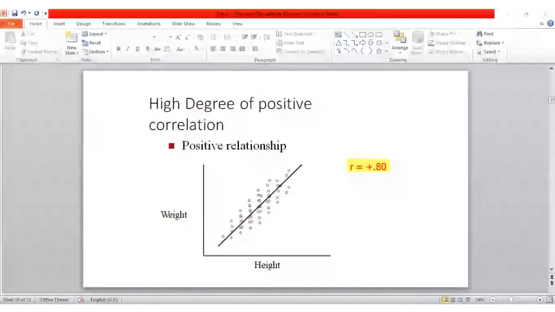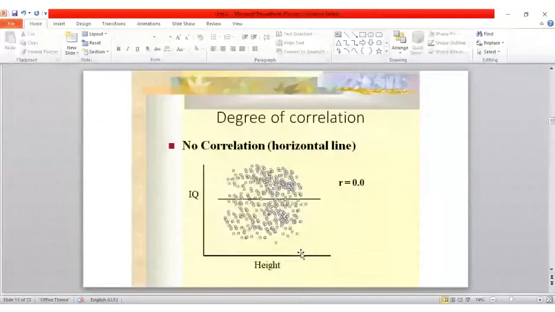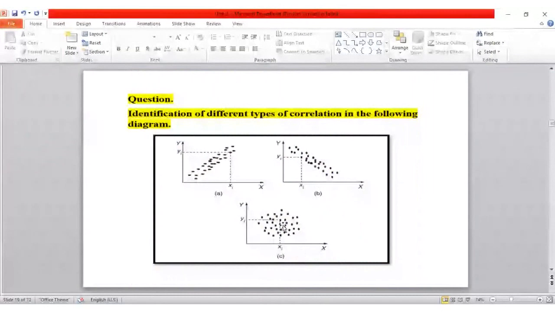So students, now you have seen that with the help of a scatter diagram, we can tell whether there is a positive correlation, a negative correlation, or no correlation. We can get some idea. Let me ask you a question based on this. You see these three diagrams, A, B, and C. Tell what type of correlation is there in each. Diagram A, positive correlation. Diagram B, negative. And in C, no correlation.